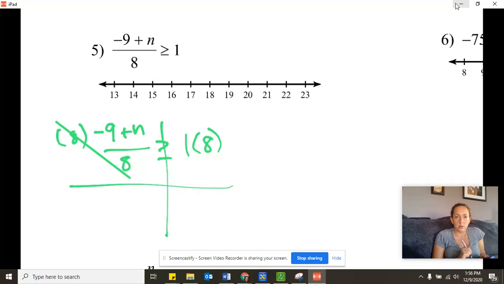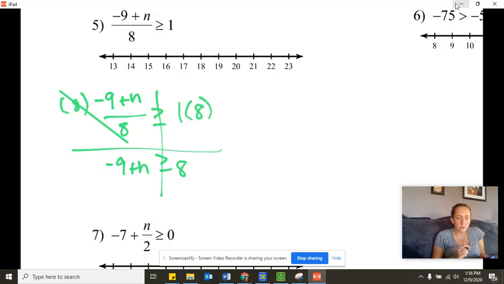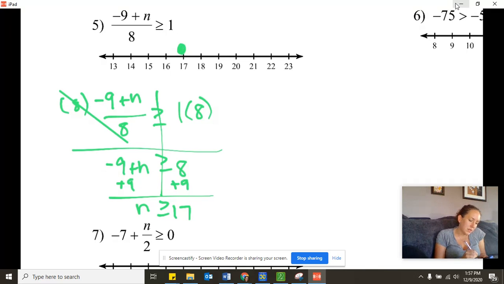Boom. So I have -9 plus n is greater than or equal to 8. Then I just need to add 9 to both sides. So I get n is greater than or equal to 17, which means when I graph it, closed circle on 17 because there is a line, it is or equal to. And since the n's are bigger, I go to the right. You do not have to color in the arrow. I just feel like doing that.